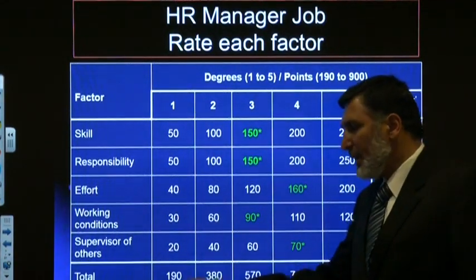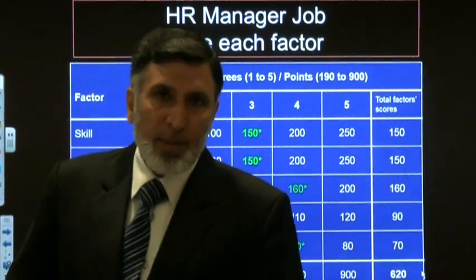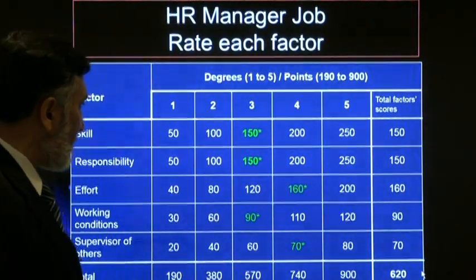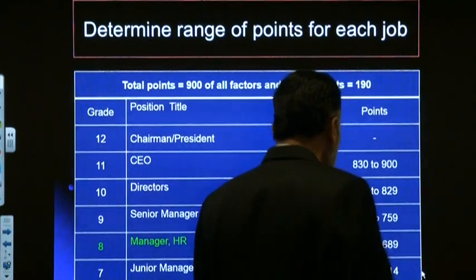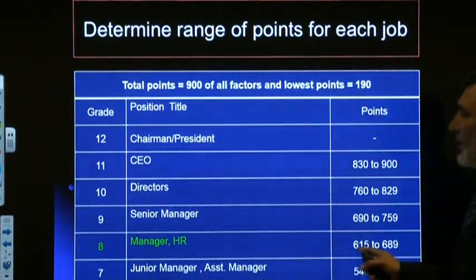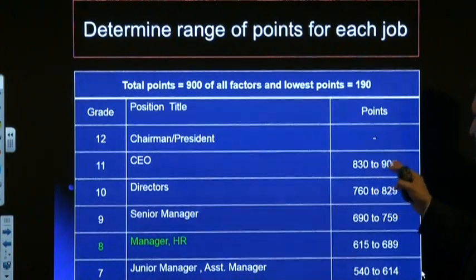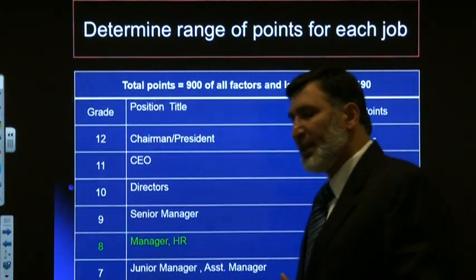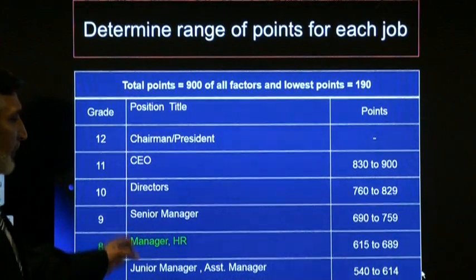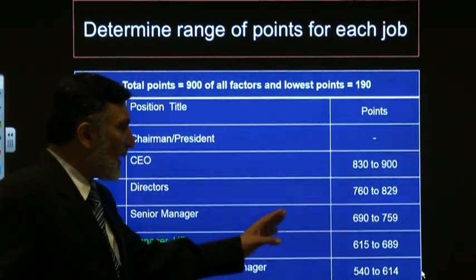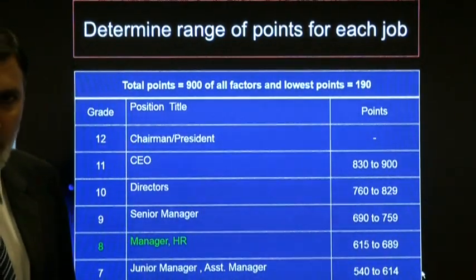The lowest score is 90, and the highest score is 900. And this job has got 620 points. All the jobs within this bracket, 615 to 689, will fall under grade 8. From 900 downwards, we divided the numbers against the grades and positions. All the positions that fall from 615 to 689 will have grade 8.